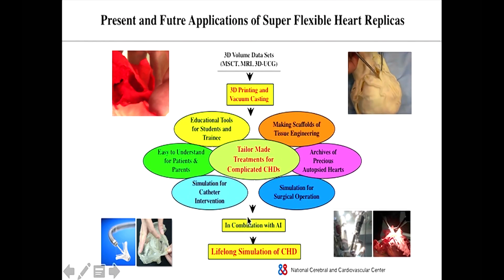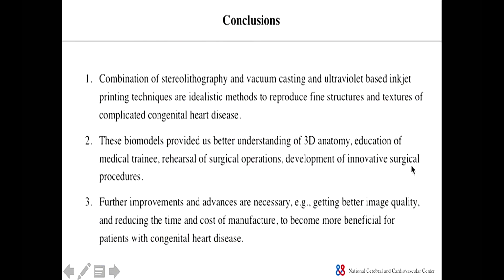And finally, in combination with AI techniques, lifelong simulation of congenital heart disease patients will be performed in the near future. And this is the conclusion. The combination of stereolithography, vacuum casting, and ultraviolet-based inkjet printing techniques is an ideal method to reproduce fine structure and texture of complicated congenital disease. These biomodels provided us better understanding of 3D anatomy, education for medical training, rehearsal of surgical operation, and development of non-invasive surgical procedures.